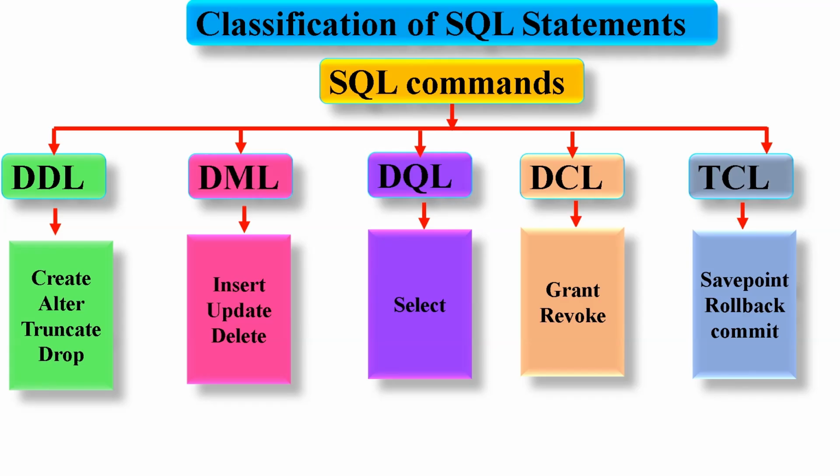And finally, TCL. Transaction Control Language. TCL is used to manage transactions within a database. It includes commands like commit, to save changes, and rollback, to undo changes, ensuring the integrity and consistency of data in a database during transactions. We will be discussing DDL, DML, and DQL, as DCL and TCL are not within the scope of this syllabus.